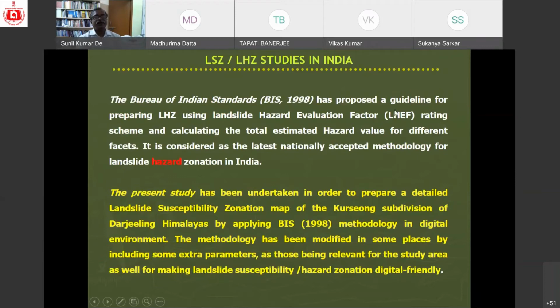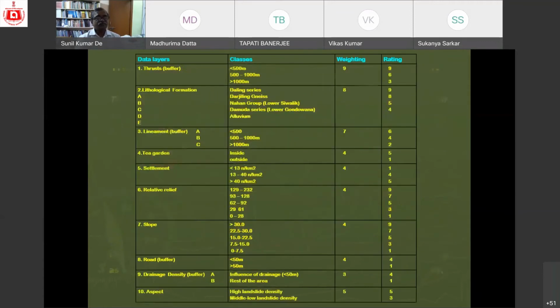They prepared this Indian standard technique and rating and weightage values. On the basis of this, for individuals, it is very difficult to use this technique on a large scale, on an individual slope basis, because we do not have that much money and that much manpower. That is why in some cases we have modified it.